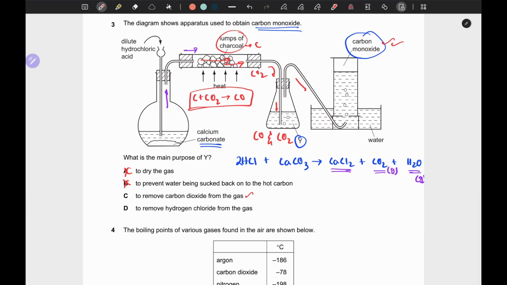But let's look at D, to remove hydrogen chloride from the gas. Hydrogen chloride was a reactant used, and it wasn't a product, or it wasn't a gaseous product. So in that case, there is no chance of hydrogen chloride just passing up into the lumps of charcoal and then towards the conical flask. So D doesn't work as well. So the most plausible and the most logical answer for this question is going to be C.